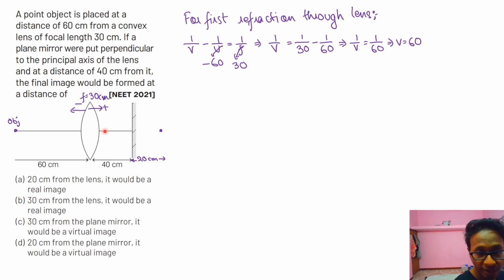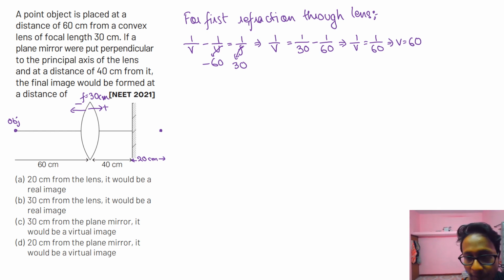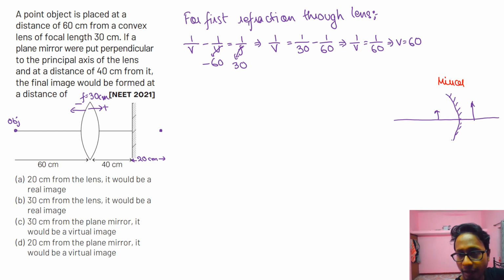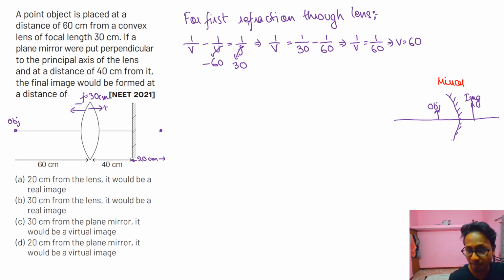But in case of mirror, whenever object and image are forming on the opposite side, the nature of image changes. That means for mirror, if object is out here and image is out here, that means object is real and image is virtual. Or if image is real, object is virtual. Okay, the nature of object and image are different if they are formed on the different side of the mirror.